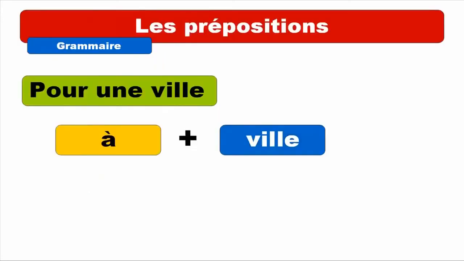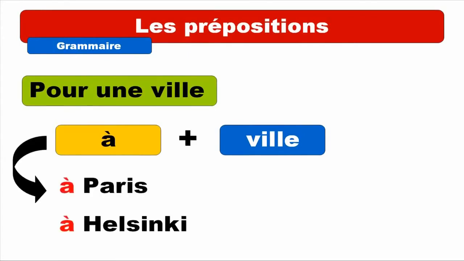So let's start with a town. If you want to introduce a town, pour une ville, then you will have to use the preposition à. Okay, and then just put the town. Alright? So let's take an example. À Paris, à Helsinki. Okay, so it's actually quite simple.